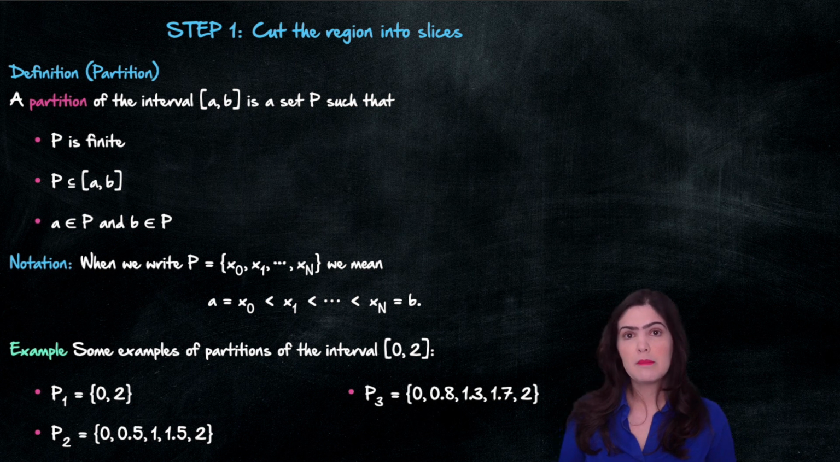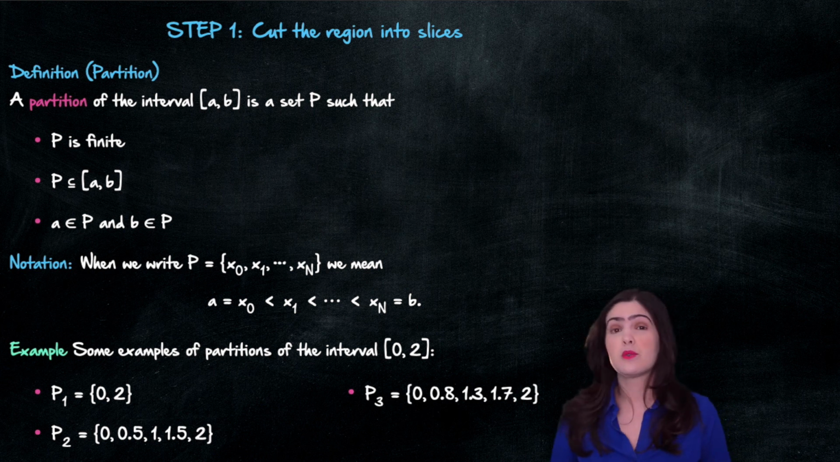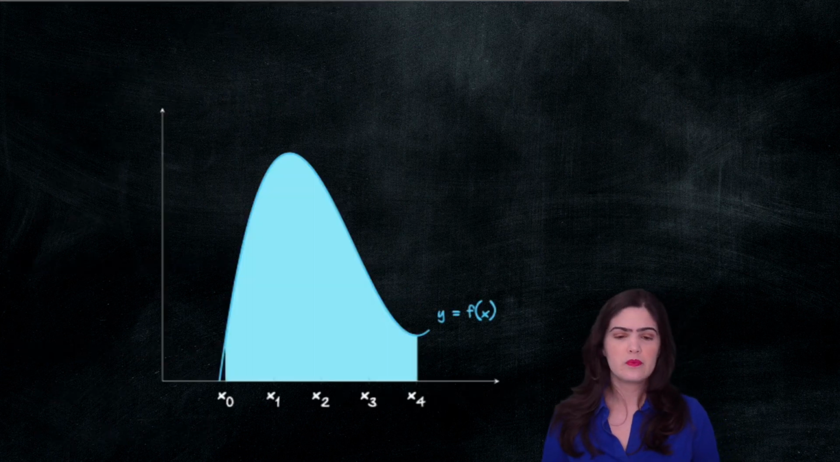As long as we take a set with a finite number of elements, we make sure that all the elements are contained in the interval [0, 2], and that we have the point 0 and the point 2 in that set. That would be a partition.